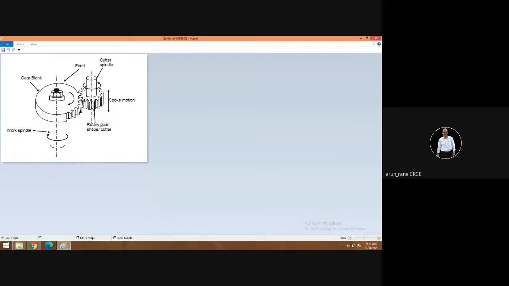So this is the principle of gear shaping. Your blank is rotating, your cutter is rotating, cutter is moving up and down, and at the same time there is a feed that is called the radial feed. So the cutter goes inside the gear blank.